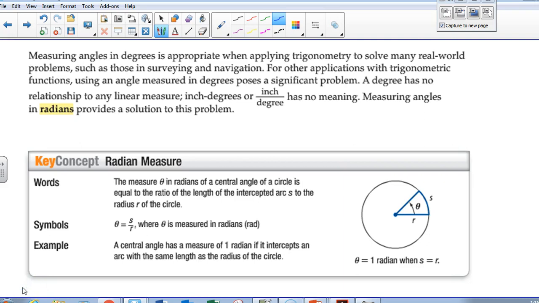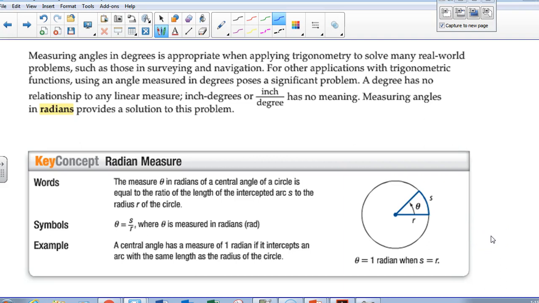Recording again. All right, so the definition of a radian is a central angle has a measure of 1 radian if it intercepts an arc with the same length as the radius. So when S and R here are equal, that amount of turn is a radian.